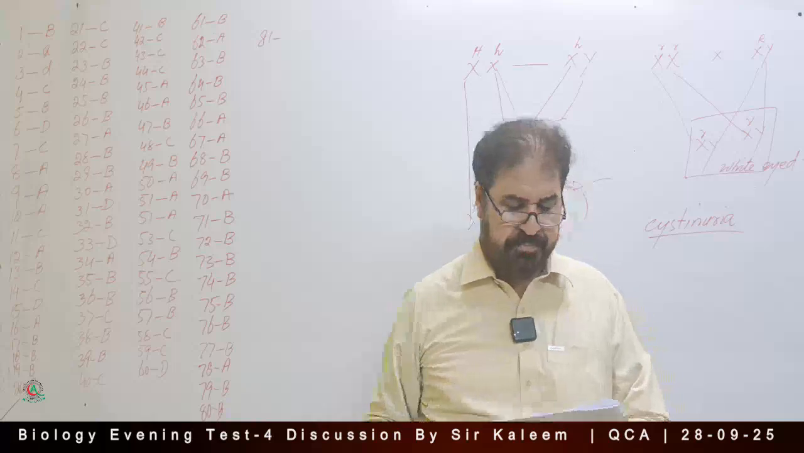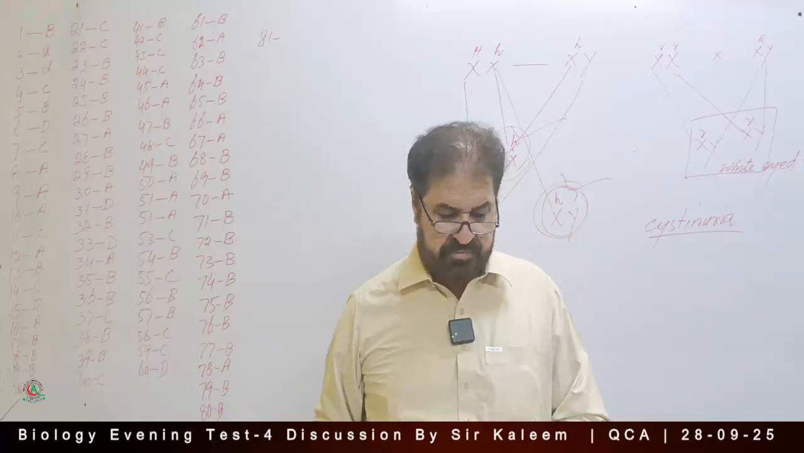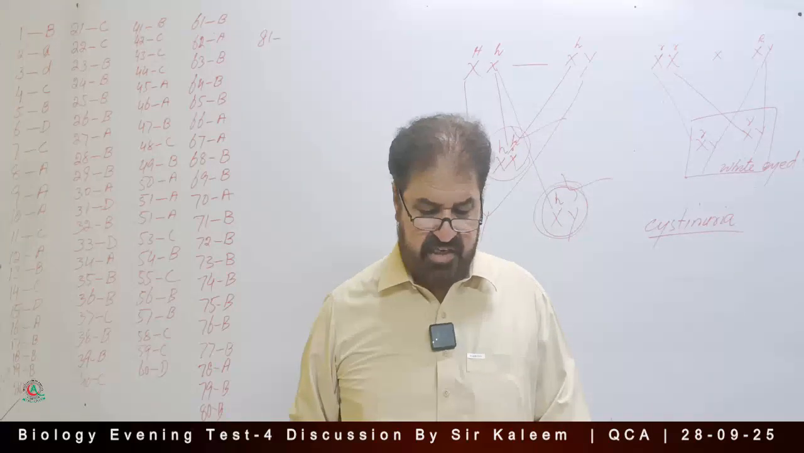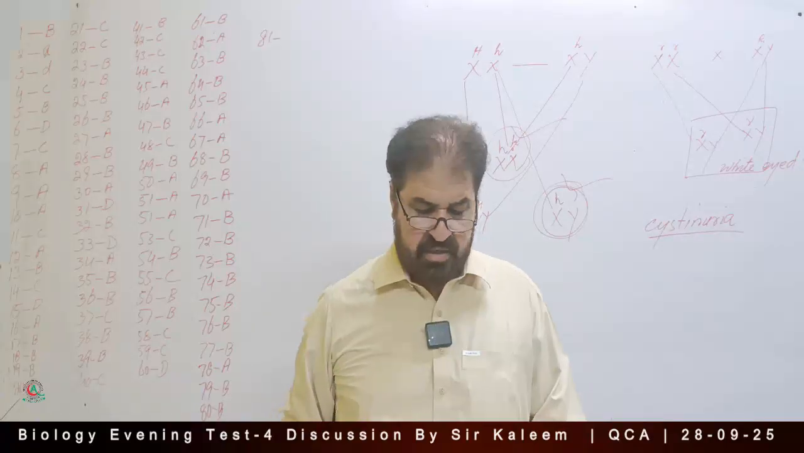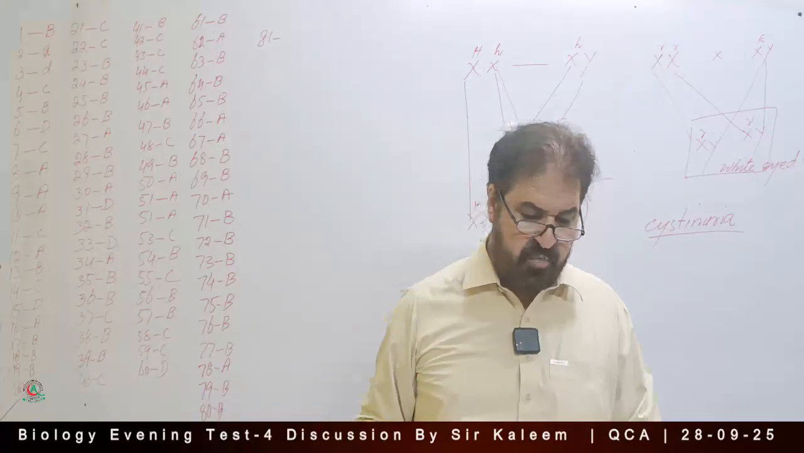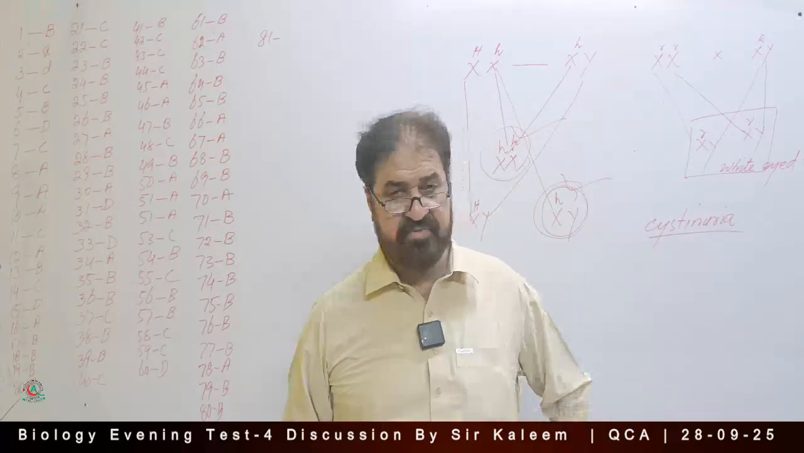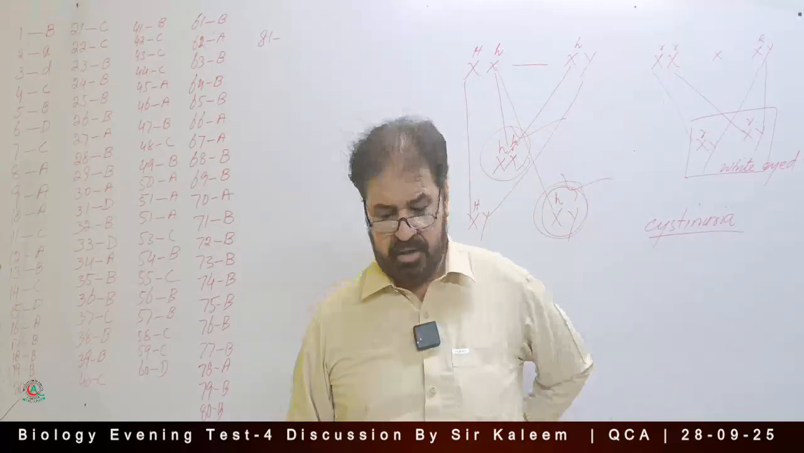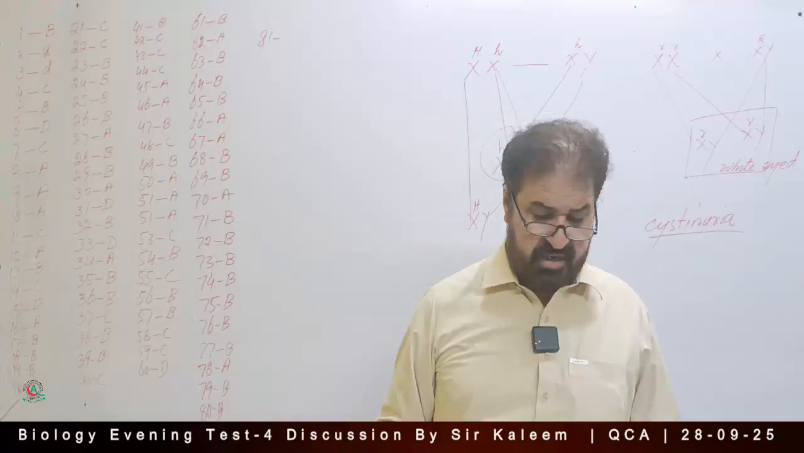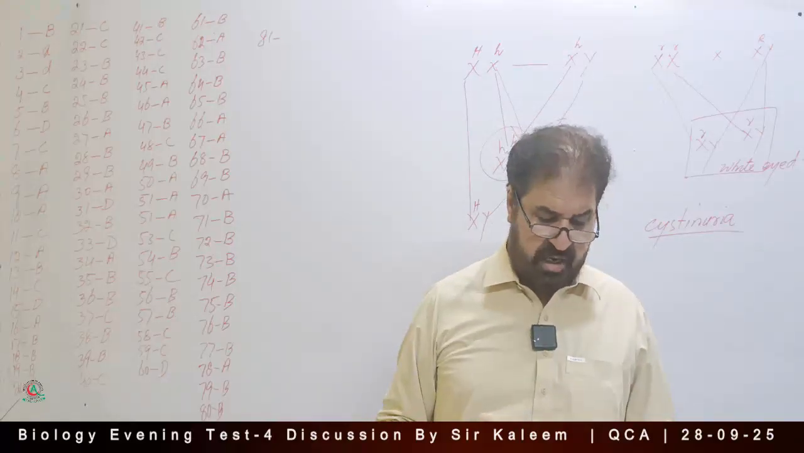Last question, question number 81. The first genetically engineered product approved for human use was insulin. So insulin is the first genetically engineered product which is used as a hormone for humans.